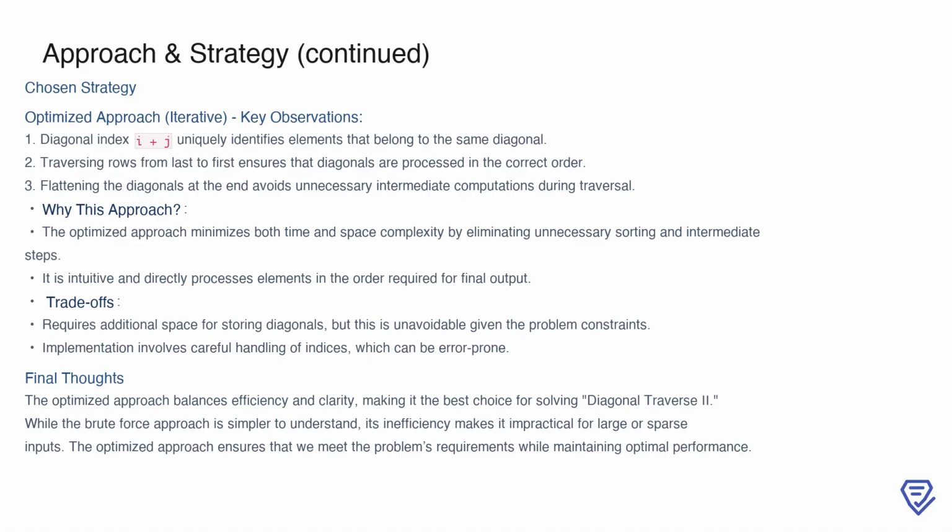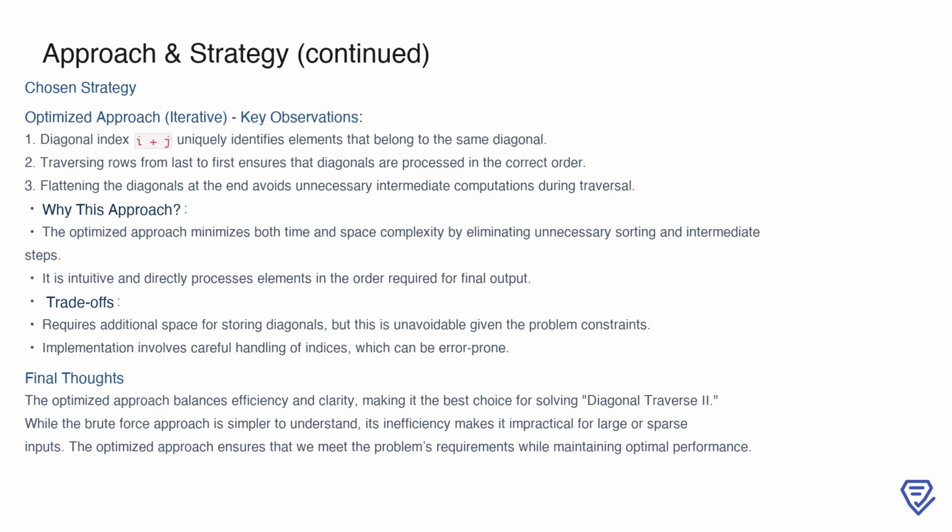There are several key insights that make it effective. First, the diagonal index, defined as the sum of the row and column indices, uniquely identifies which diagonal an element belongs to. Second, by traversing the rows in reverse order, we ensure that the elements are processed in the correct sequence as we group them. Finally, flattening the diagonals at the end avoids unnecessary intermediate computations, keeping the implementation streamlined. This method minimizes time and space complexity by eliminating the sorting step and directly addressing the problem requirements.